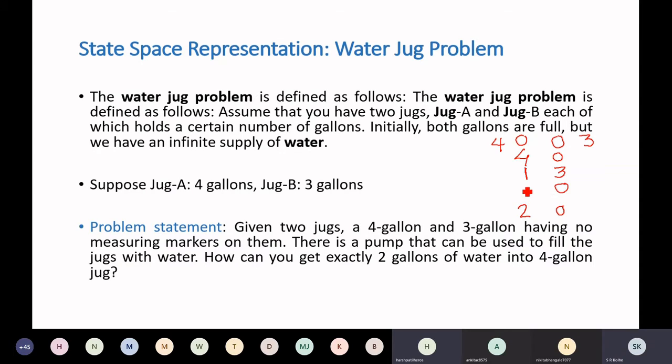Oh, so it will be 0 and this will be again 4. So initial this state again you will get.